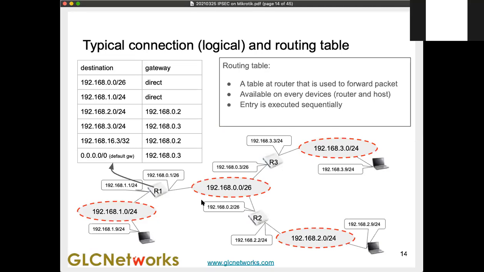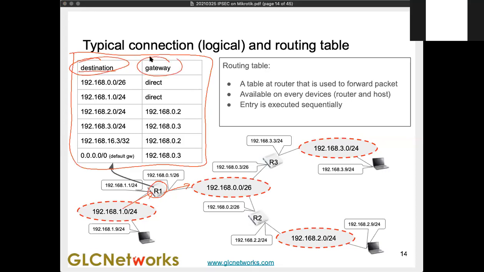Also, we learn about the routing tables. So we have routers, and the routers communicate with one another. In order to forward packets, when a packet comes in, it needs to be forwarded by this router. This router R1 will forward a packet to another destination based on the routing table here. The routing table consists of two columns: the destination and the gateway. That's how we do the routing.